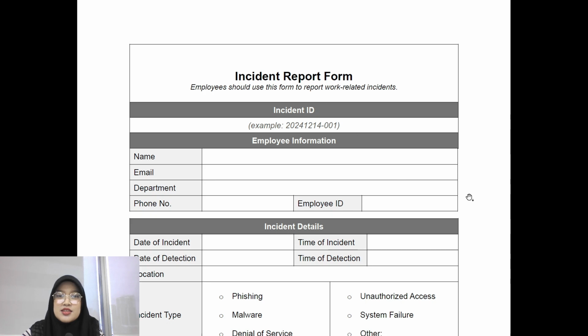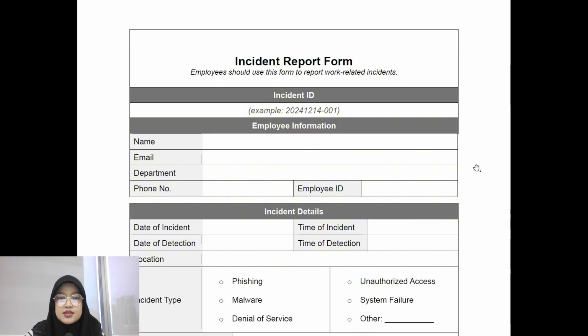So this is an incident report form. At the top of the form, employees should use this form to report work-related incidents. So if an employee has any incidents in their department, they can use this incident report form to complain to the IT department. Okay, first we have the incident ID, which is for documentation, to easily locate the incident.